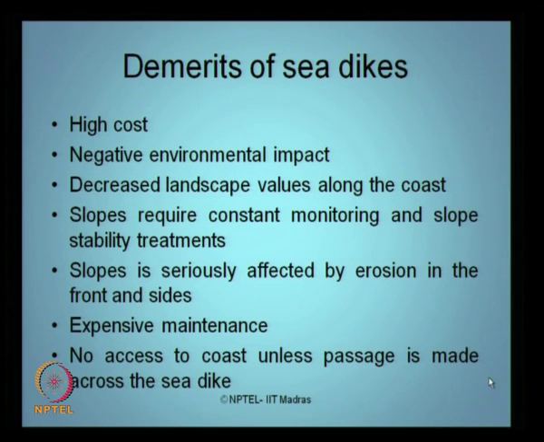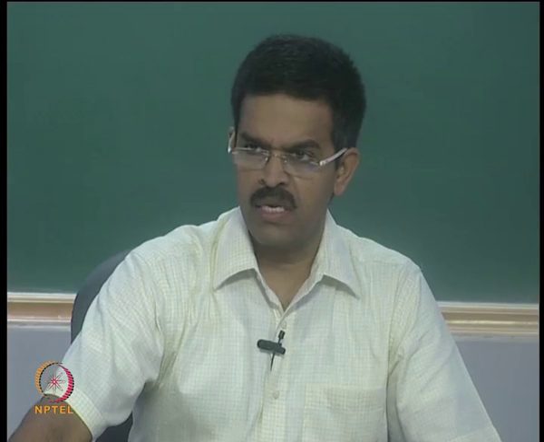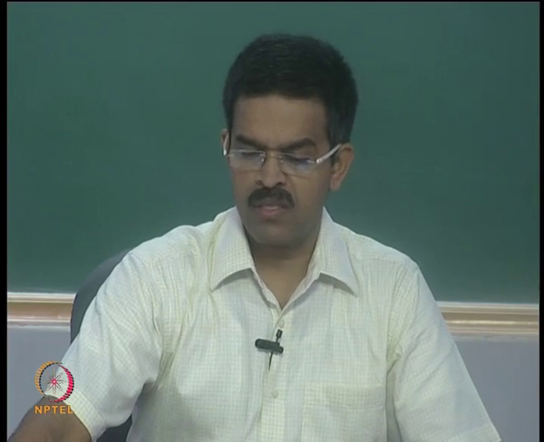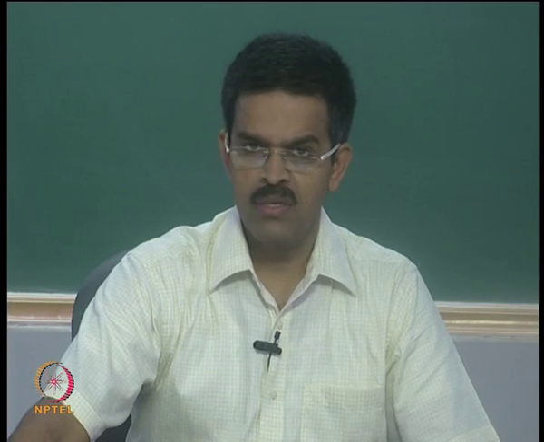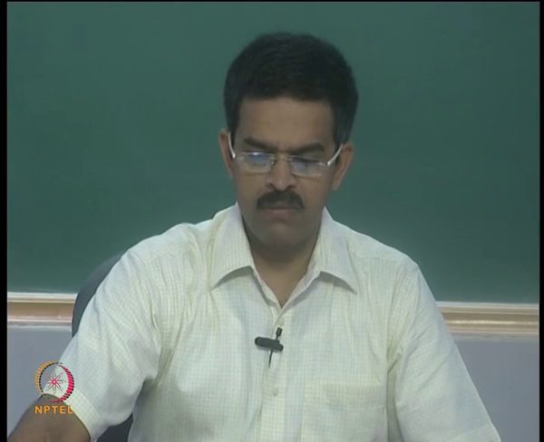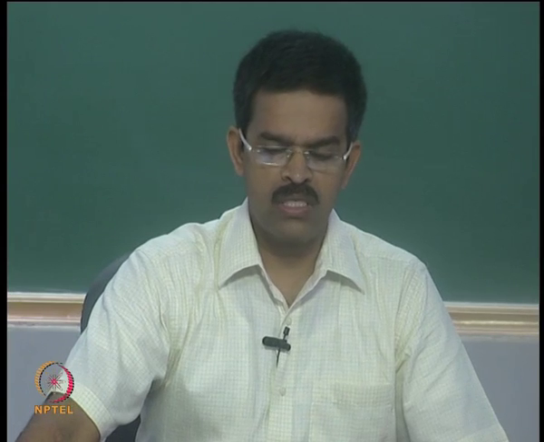One of the greatest demerits of construction of a sea dike along the coast is that it prevents access to the coast, unless you make a passage across the sea dike. It means the coast and the land behind the sea dike are separated by the structure, and you do not have access to the coast unless a passage is made across the sea dike.